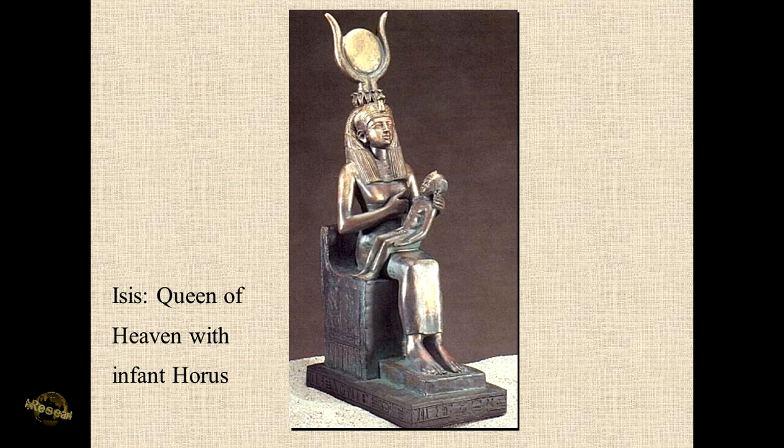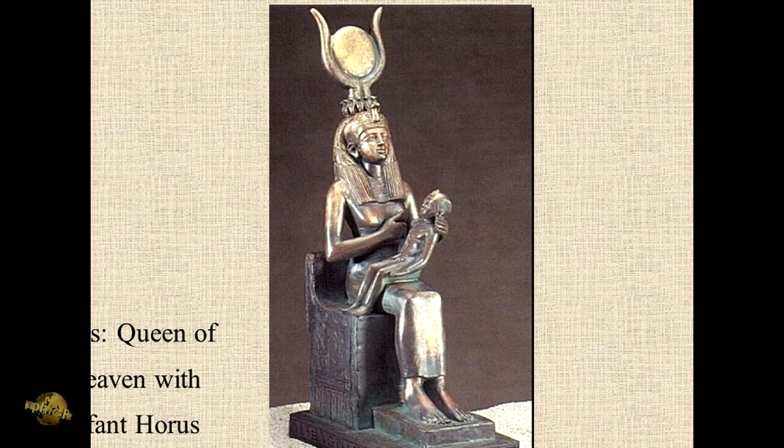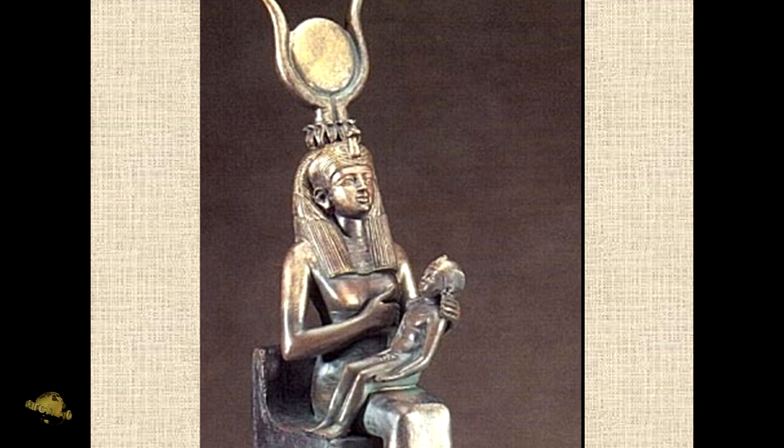So here we have Isis, queen of heaven, with infant Horus. The Christians changed the symbol. Contorted it? Well, no, not so much. I think what they did was just take it and dress it up in a new suit of clothes. But underlying that, it's the same essential symbolism. Let's look here.